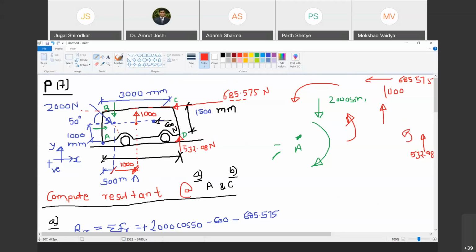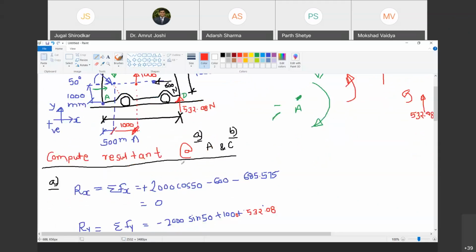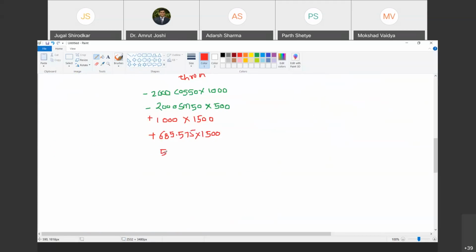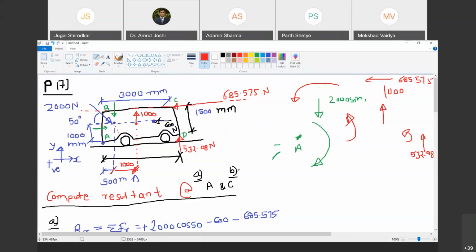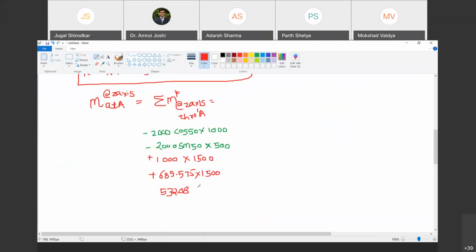So therefore plus 532.08 multiplied by 3000. अब 3000 सही है. 3000. So 532.08, right? Yes. Multiplied by 3000. Great. तो ये हो गया.